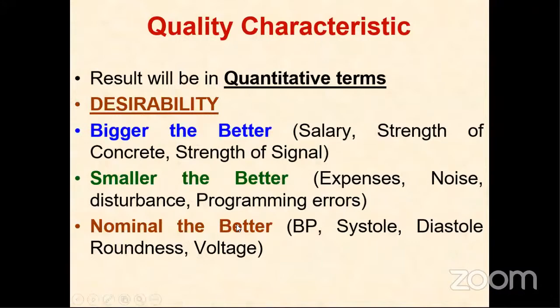And nominal the better. Either I don't want a high BP or I don't want a low BP. Instead, I want normal BP. That's it. If at all, systole, diastole, 120, 80 is apt, or else try to reduce till 110, 90. Roundness in mechanical engineering: you want nominal the better. Voltage in electrical engineering: you want 220 means 220. You don't want it low or high. That's how we define quality characteristic.